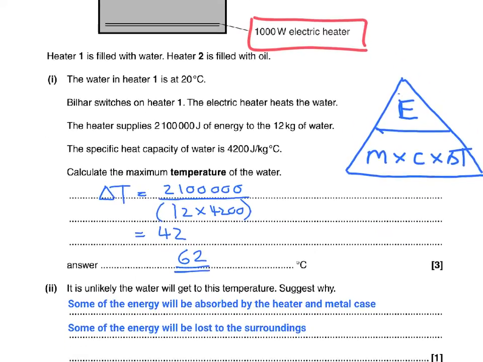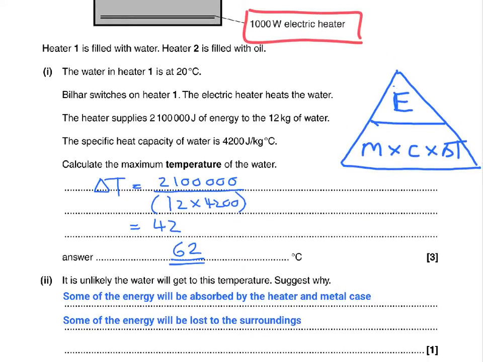So heater 1 is filled with water, heater 2 is filled with oil. The water in heater 1 is at 20 degrees C. Bilha switches on heater 1, the electric heater heats the water. The heater supplies 2,100,000 joules of energy to the 12 kilograms of water. The specific heat capacity of water is 4,200 joules per kilogram degrees C. Calculate the maximum temperature of the water.